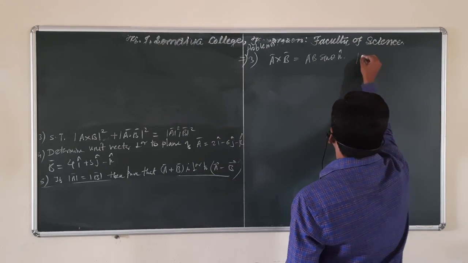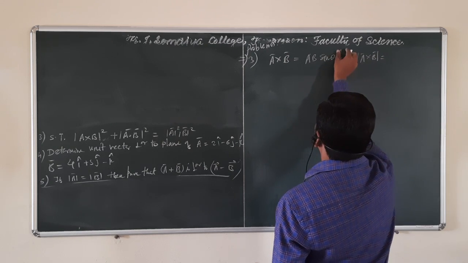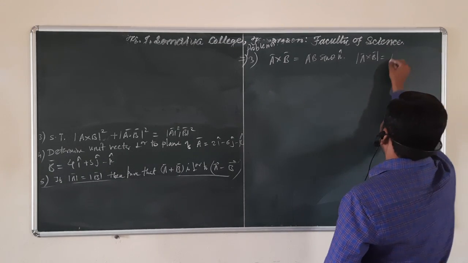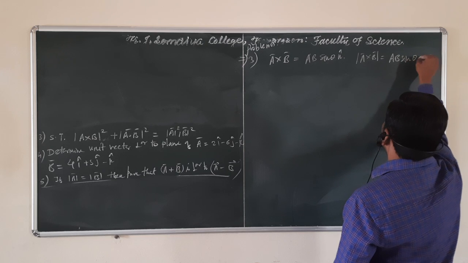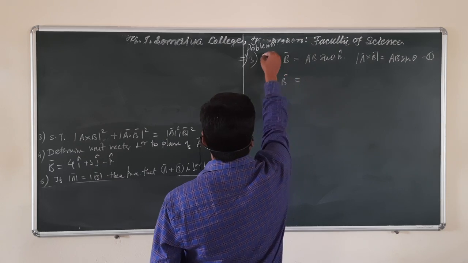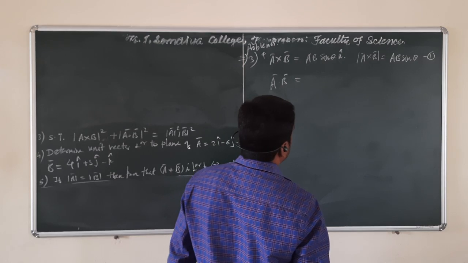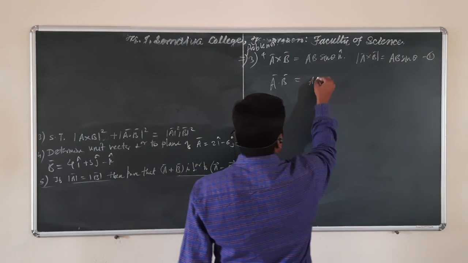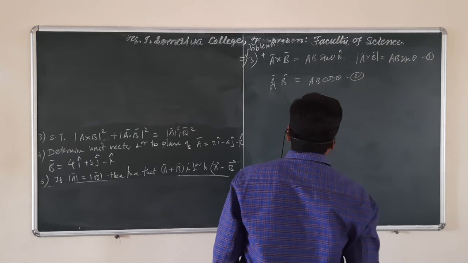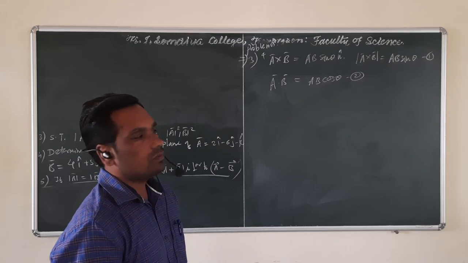Now magnitude of vector A cross B is equal to magnitude of this and magnitude of n cap. What is the magnitude of n cap, always 1. So this is AB sin theta. Okay, similarly by definition of dot product, A dot B is equal to, by definition AB cos theta. Okay, so call this as equation 2. Now squaring and adding equation 1 and 2.